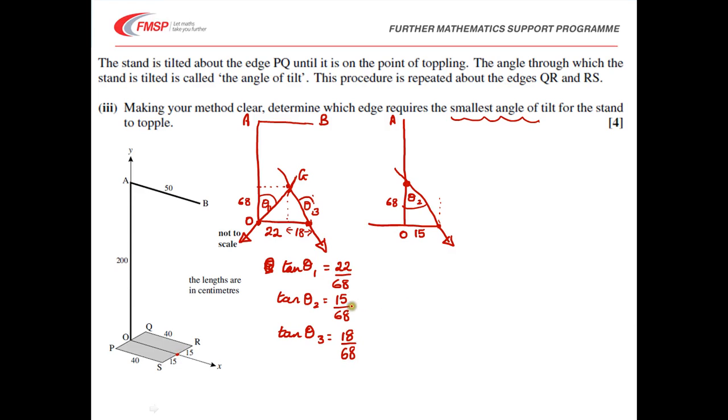So you can see here that the angle with the smallest tangent is theta 2, and because these angles are all acute, that means it must be the smallest angle. So we can conclude here that theta 2 is the smallest, and what that means is that edge QR, because we were tipping about edge QR when we found theta 2, requires the smallest angle of tilt.